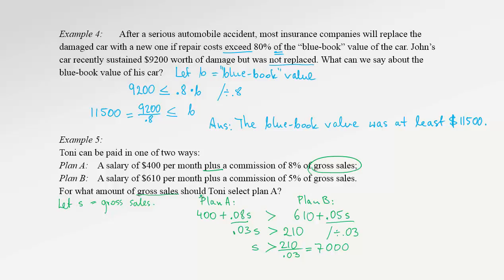Okay, we're ready to give the final answer. For what amount of gross sales should Tony select plan A? Tony should select plan A only if he expects his gross sale to be over $7,000. Exactly at $7,000, it wouldn't matter which plan he will choose. If he expects his gross sales to be lower than $7,000, plan B would be better for him. But if he expects the gross sales to be more than $7,000, then plan A would be beneficial for him.